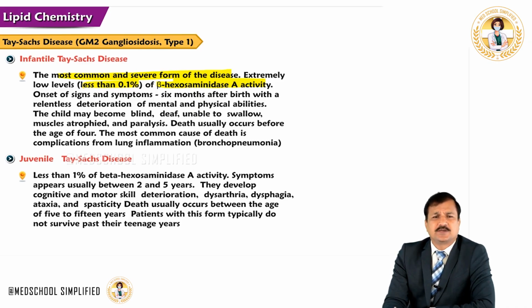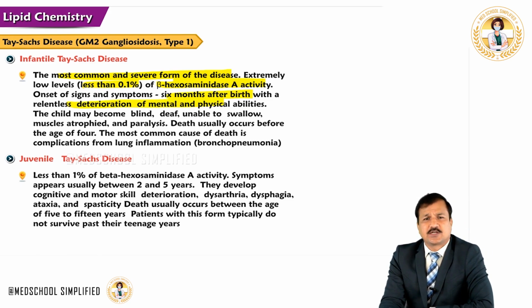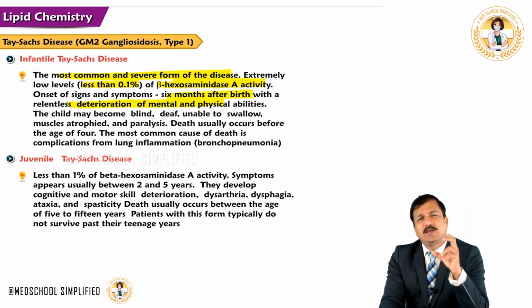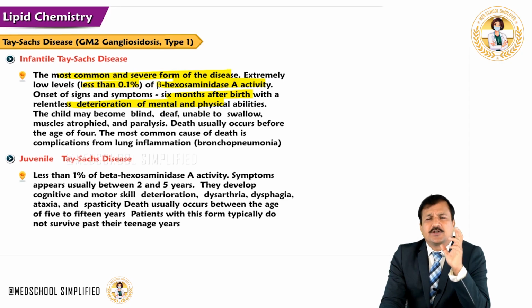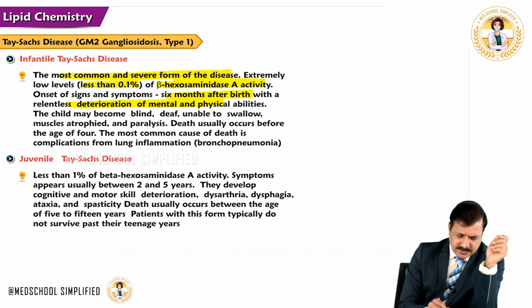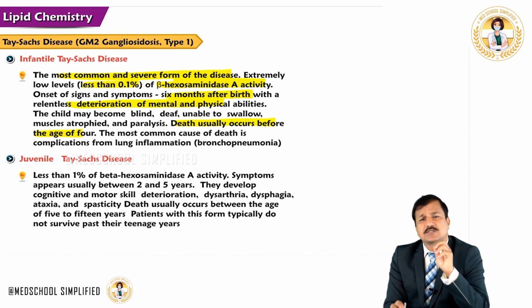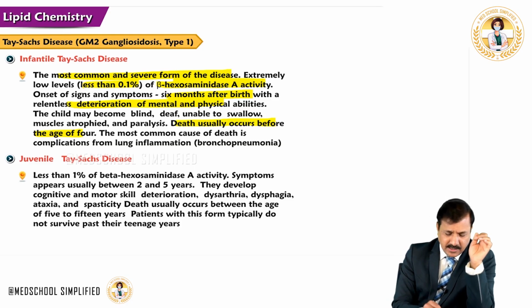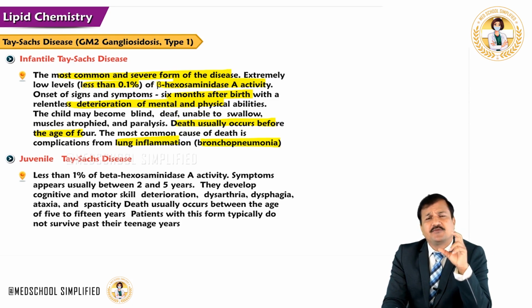So the onset of signs and symptoms generally occurs 6 months after birth, with relentless deterioration in mental and physical abilities. The child may become blind, deaf, unable to swallow, muscles may get atrophied, paralysis can happen. So death usually occurs before the age of 4 years. Remember that. And also the most common cause of death is complications from lung inflammation, usually bronchopneumonia. So that means infantile Tay-Sachs disease is the most severe form here.